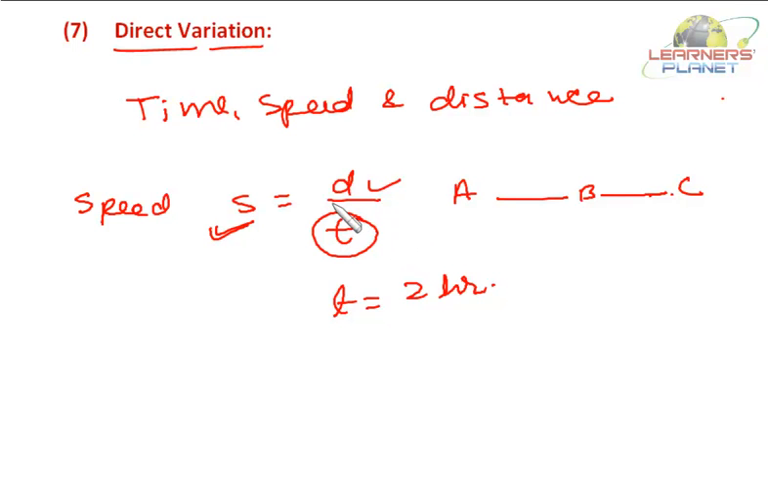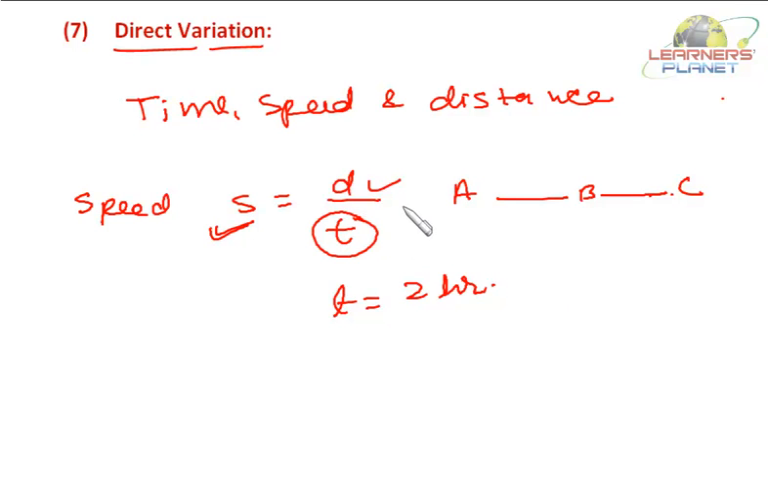So what we can say is, speed and distance are in direct variation. If distance increases, then speed will also increase if time is constant. Or if distance decreases, then speed may also decrease if time is constant.